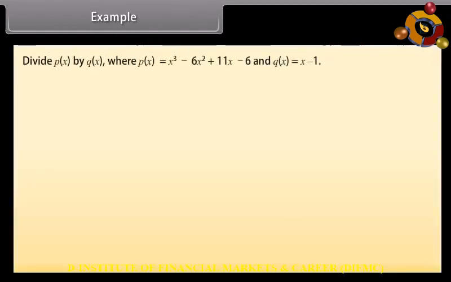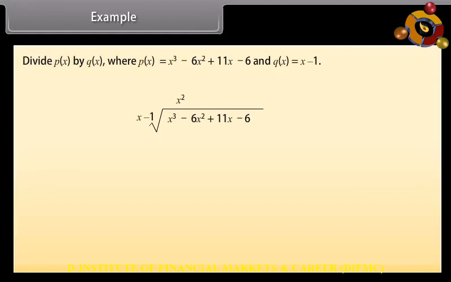Example: divide p(x) by q(x), where p(x) is equal to x cubed minus 6x squared plus 11x minus 6 and q(x) is equal to x minus 1. We can write it this way also. The next step is to divide the first term of the polynomial. The first term should be the one with the highest power by the x part of the factor. In this case, you divide x cubed by x to get x squared, which you then write at the top of the division bar. Next, you multiply the term that you wrote at the top by the entire divisor.